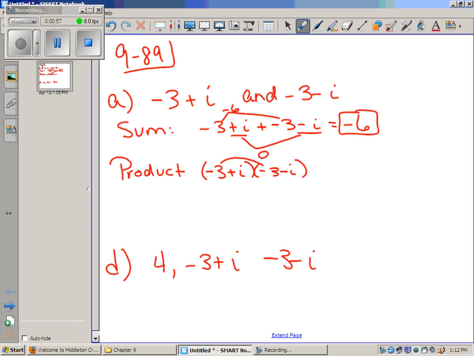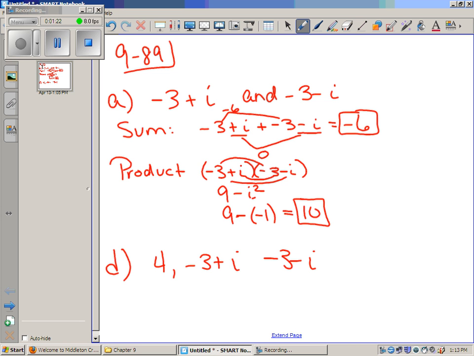So when I use FOIL, I end up getting 9. Outer plus inner cancel out, that's 0. And then minus i squared, which is really negative 1. So let me make that nicer: negative negative 1. So the product is 10.